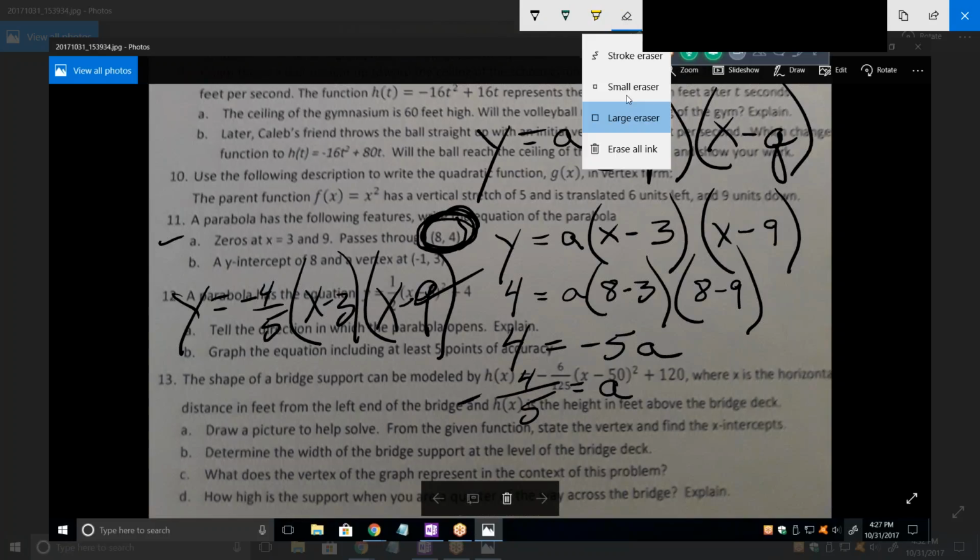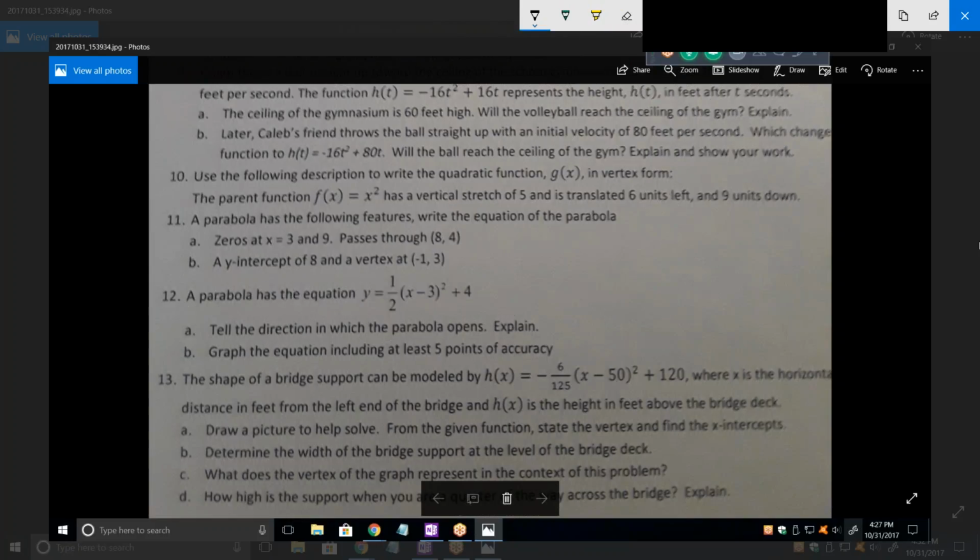Now, the second part of that question. Has a y-intercept of 8 and a vertex at minus 1, 3. Well, let's use vertex format. Okay. What is vertex format?